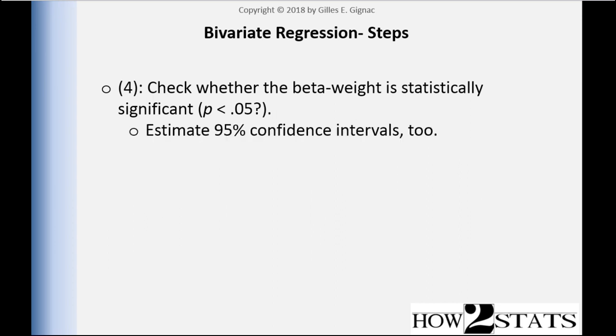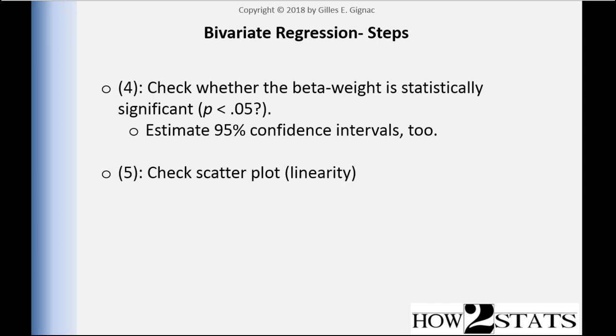And you'll want to evaluate whether that beta weight is statistically significant or not. Bear in mind that a statistically significant beta weight implies a statistically significant association between the independent variable and the dependent variable, much like a Pearson correlation. In fact, in the bivariate regression case, the Pearson correlation and the standardized beta weight are the same thing. So look at the p-value. Is it less than 0.05? And also estimate the 95% confidence intervals, either for the unstandardized beta weight or the standardized beta weight, or both.